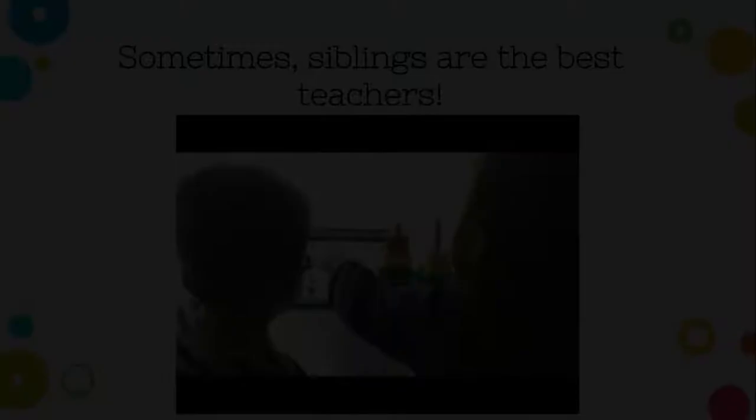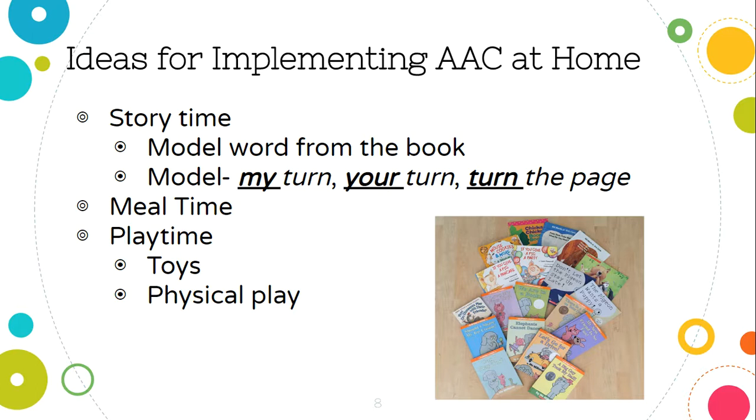So some ideas for implementing AAC at home. One that would be my favorite, and I think is a great place to start, would be story time. And you have two options during story time. The first one would be to model a word from the book. So for example, down here you have brown bear, where you could model I see a red bird looking at me. I see a purple cat looking at me. You could model see. You could model me. So there would be lots of words. You would just go through and pick one word and model that every time you read it in the book.